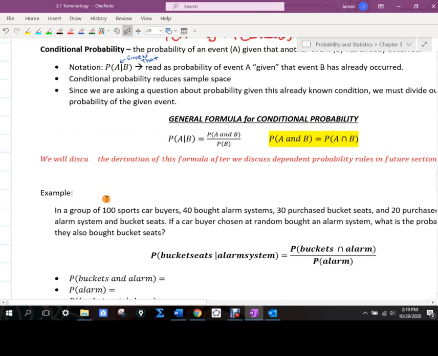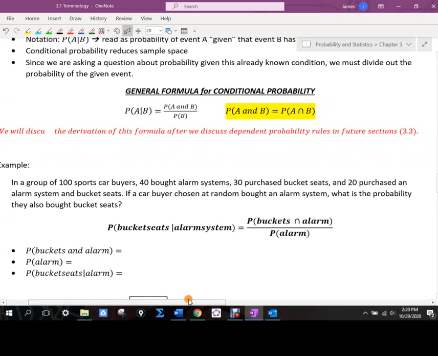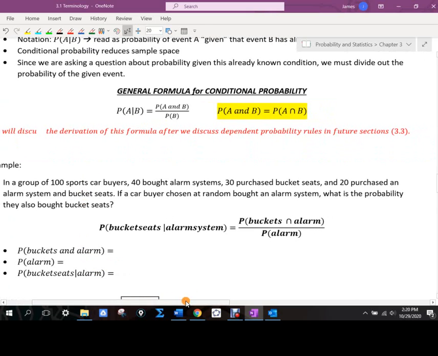And a lot of times when dealing with conditional probabilities, we like to structure our information in tables or diagrams or charts, and we'll talk about some of those things today. But in certain times, when we don't have all of the raw data, but just the processed data, meaning maybe just the percentages, just the individual probabilities, then formulas are going to be necessary. Since we're asking a question about probability given an already known condition, we need to divide out the probability of the given event.